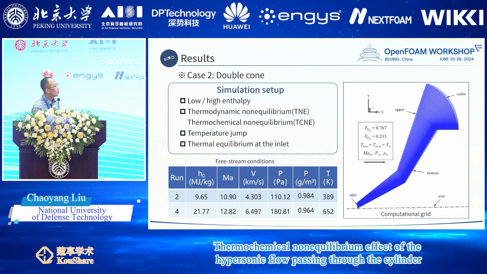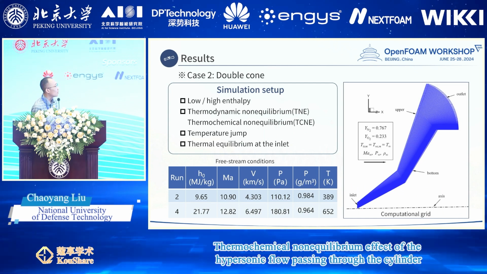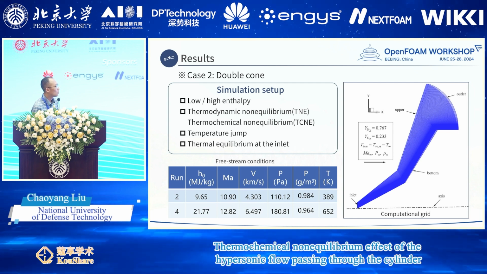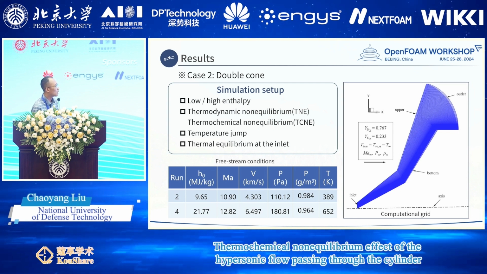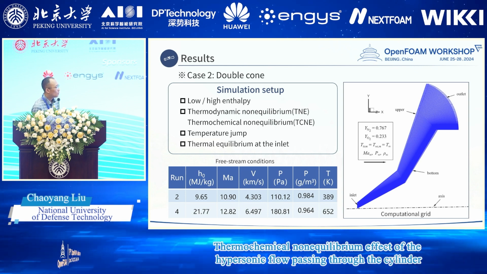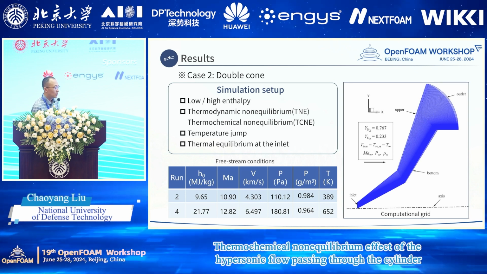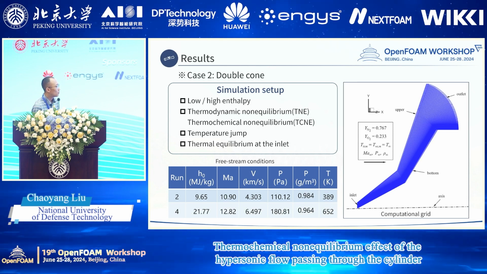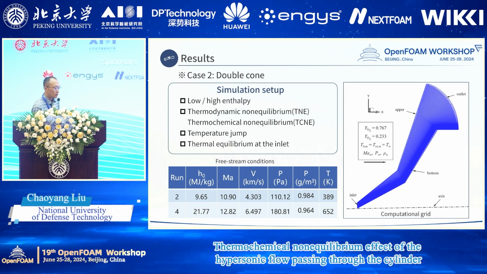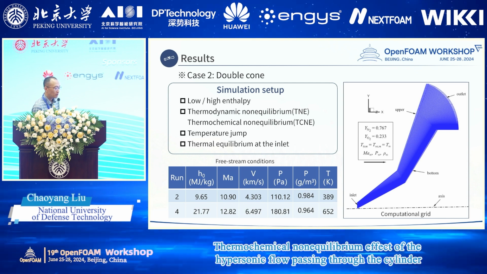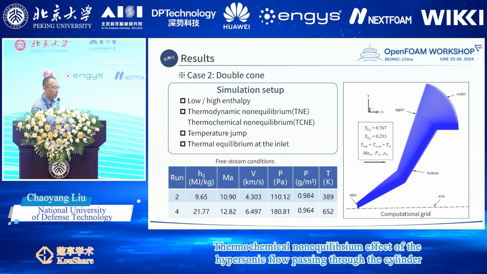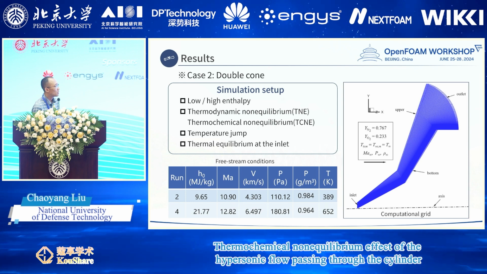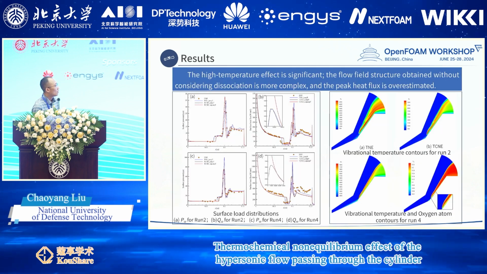We designed control conditions, namely considering low and high enthalpy, thermodynamic non-equilibrium, and thermochemical non-equilibrium, as well as temperature jump. The parameters of the free stream conditions are shown in the table, with Mach numbers of 10.9 and 12.82. The reacting flow exhibits significant thermochemical non-equilibrium effects, and the right figure shows the calculation setup and the mesh distribution.